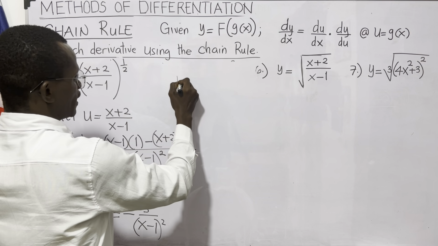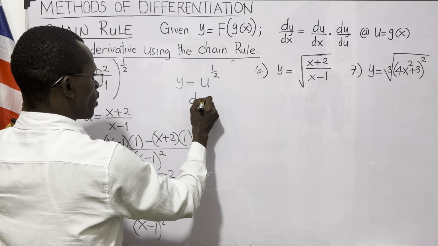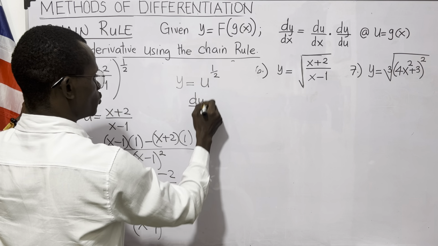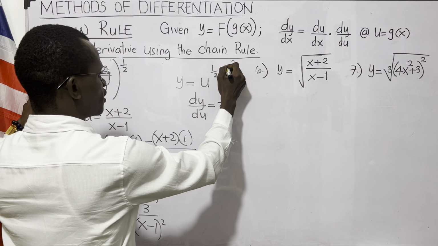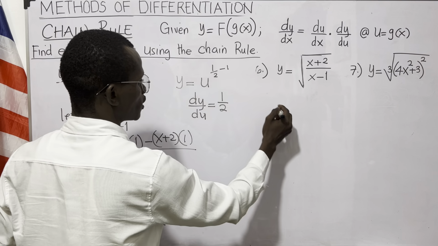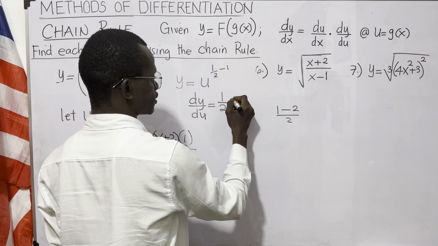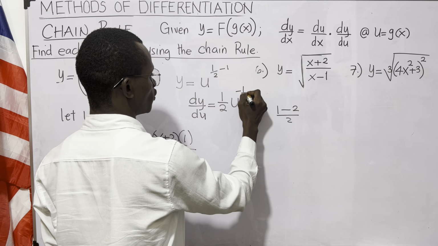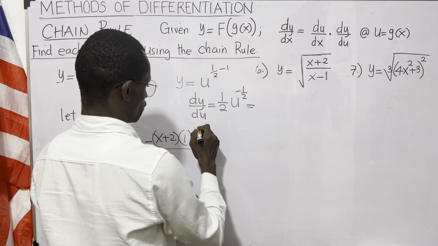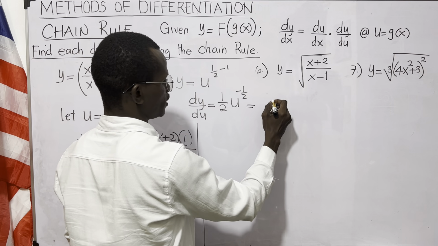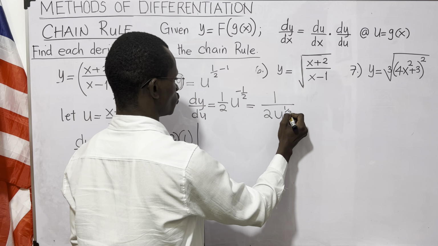Now, y equals u raised to the power 1 over 2. So dy by du is just equal to, we drop this power 1 over 2 and subtract 1 from this power. So it's 2 times 1 is 2 all over 2. So this gives us u raised to the power negative 1 over 2. If we want to rewrite it, we can bring it into the denominator because the power is negative, so that it becomes positive. So it's 1 over 2.